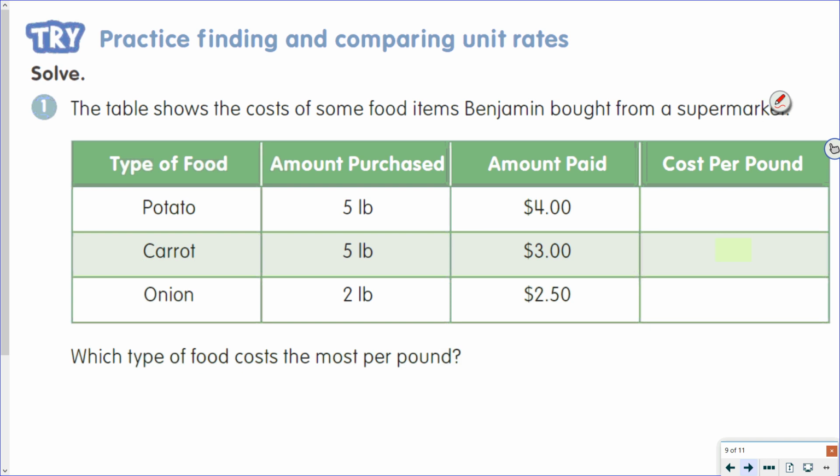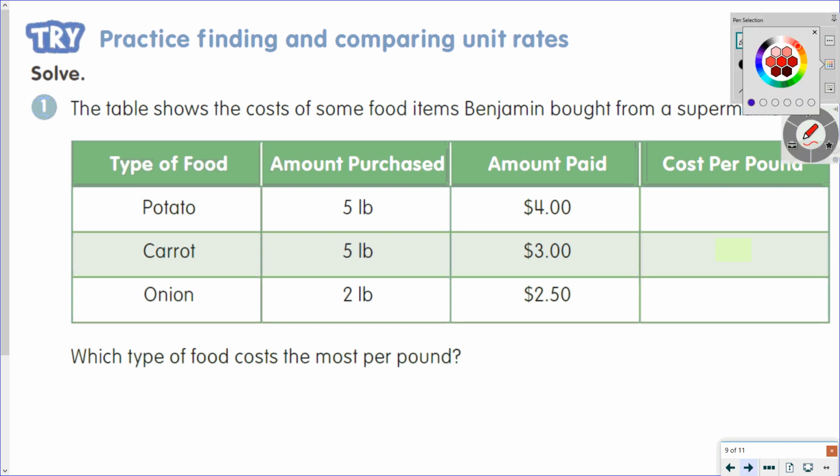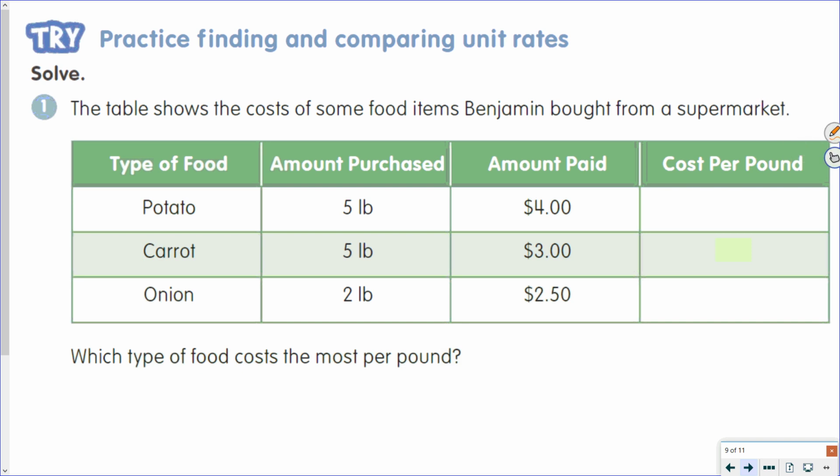All right, hopefully you have found the cost per pound of each vegetable and are ready to go. All right, so for the potato, if we want the cost per pound, we're going to take $4 and divide it by 5. Well, 5 doesn't go into 4, it'll go into 40 8 times. So we get an answer of 80 cents, or if you have $0.80, that's fine.